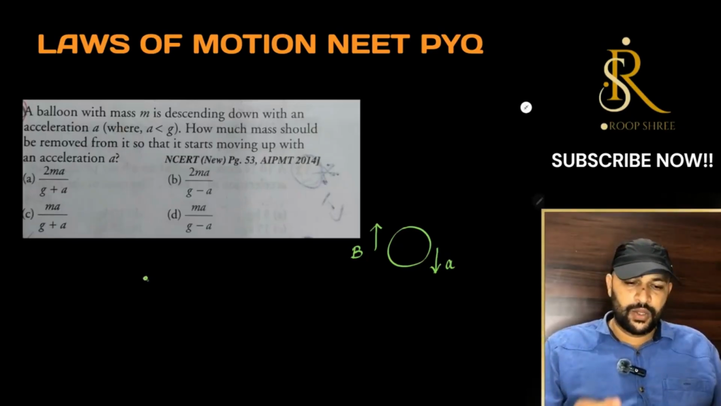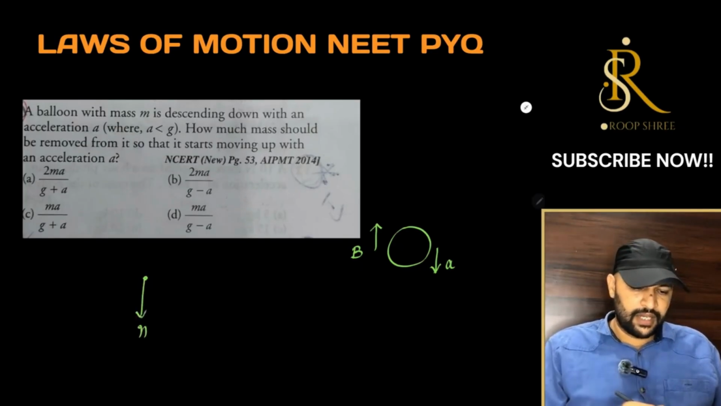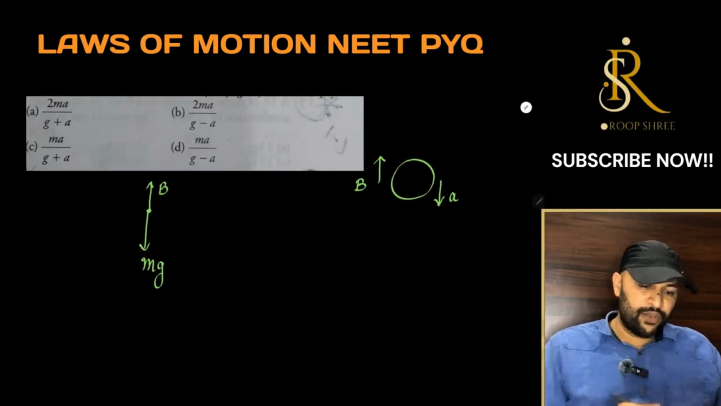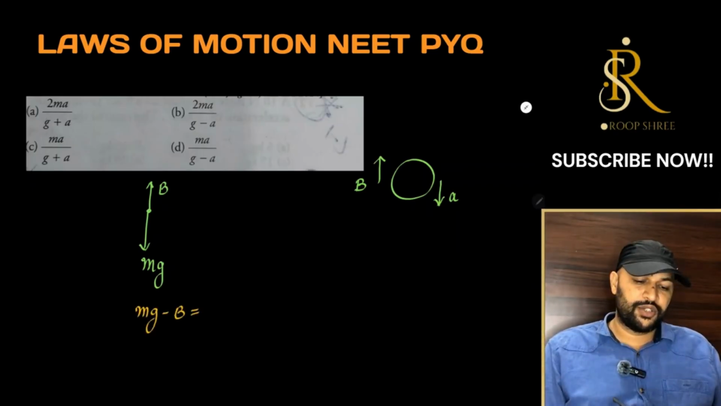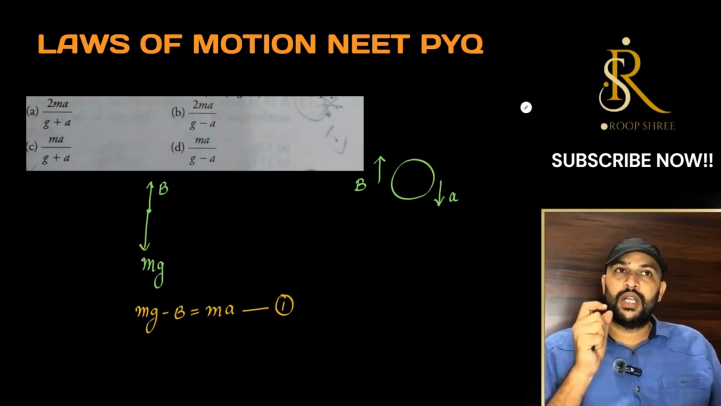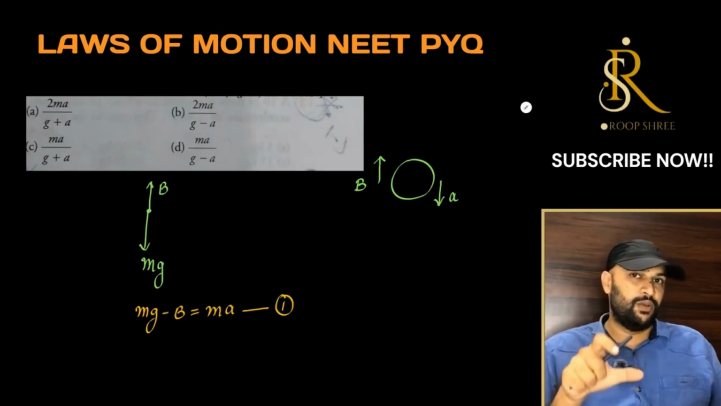Let me make an FBD here. The mass of the balloon is m, so m and g, weight is acting downward. In the upward direction is the buoyant force. In the first case, the weight is larger than the buoyant force, so mg minus B must equal the mass times the acceleration of this balloon. That is equation 1. Now the problem says you have to remove a little bit of mass from the balloon.